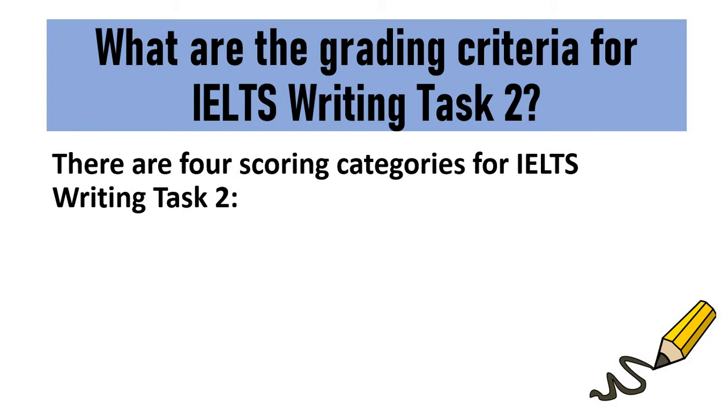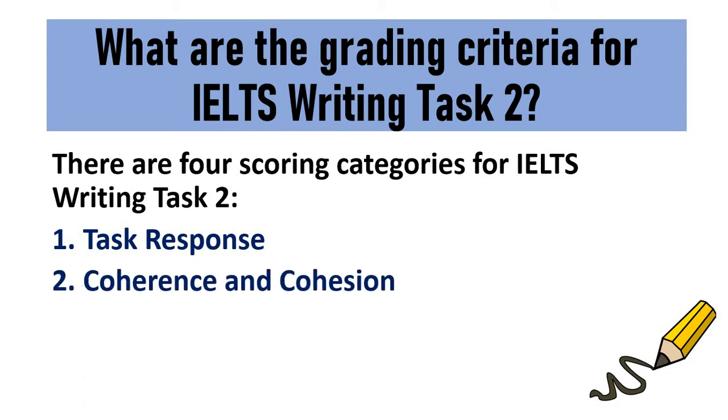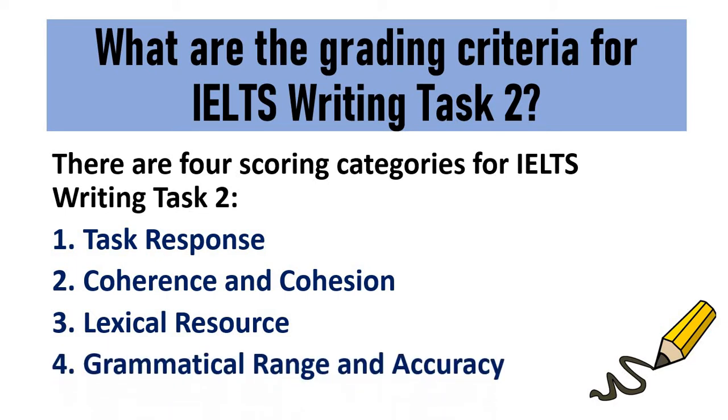There are 4 scoring categories for IELTS in Writing Task 2 specifically. The first one is task response, or I'd love to call this one TR. The second one is coherence and cohesion, so this is the double C. Next is the lexical resource, or LR. And next would be grammatical range and accuracy, the GRA.